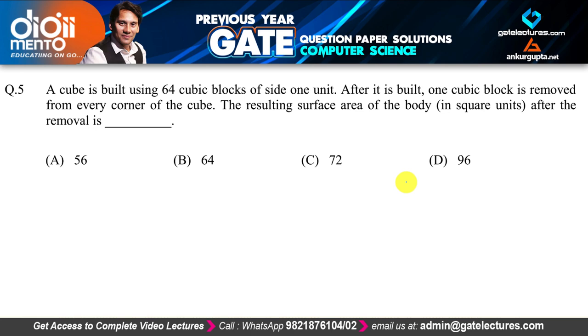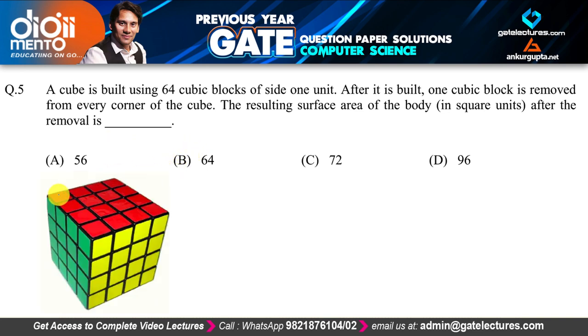Next is: a cube is built using 64 cubic blocks of side 1 unit. After it is built, one cubic block is removed from every corner of the cube, and the resulting surface area of the body after the removal is. So they're asking for the resulting surface area. I'll just explain it with an example. So here they are saying that we have 64 cubic blocks. So this one is from here to here, representing a cubic block. Generally a cubic block looks something like this.